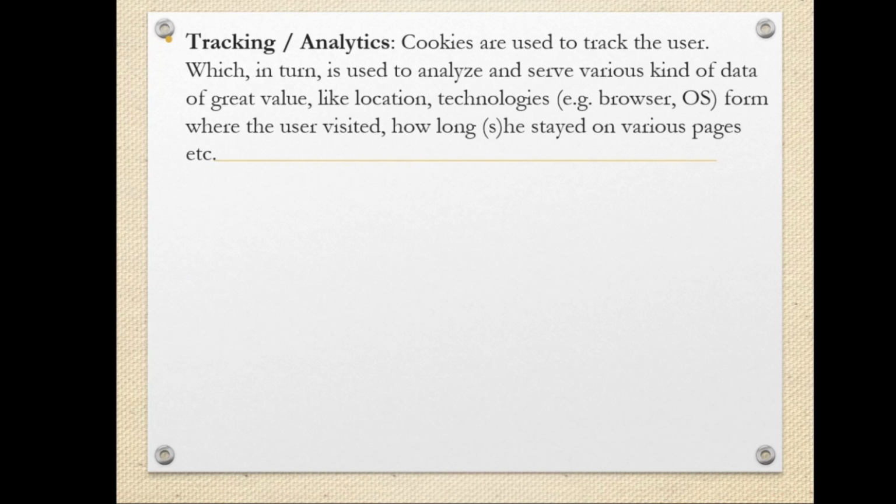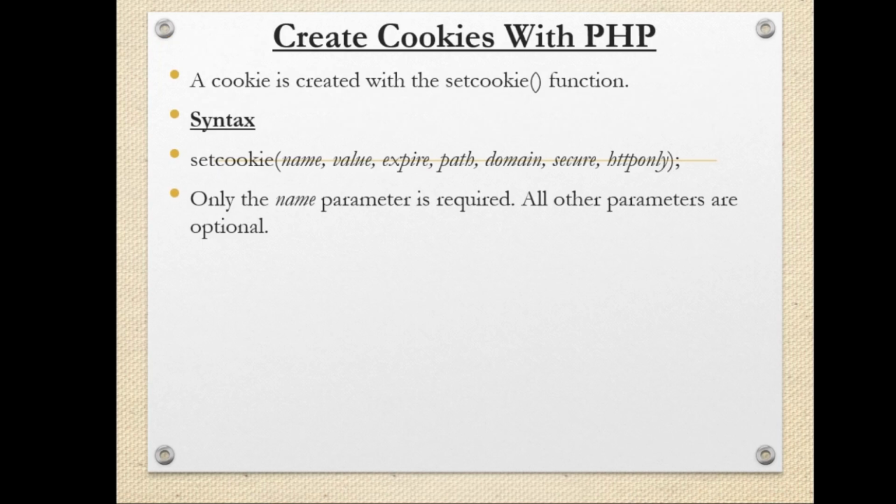Third one, tracking and analytics. Cookies are used to track the user, which in turn is used to analyze and serve various kinds of data of great value like location, technologies, for example browser and operating system, where the user visited, how long he stayed on the various pages, etc. So by cookies, tracking and analytics is also done, like tracking of location, then which technology, or which browser or which operating system is used by the user, and so on.